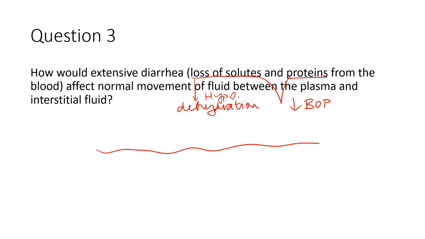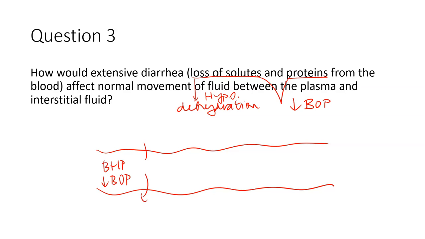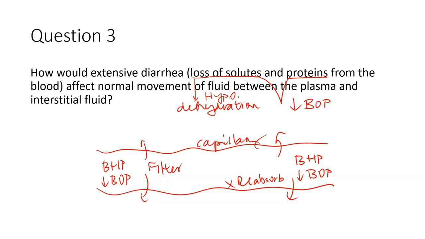So let's take a moment to look at our capillary once again. If we have normal BHP, but a loss of BOP, we can still filter at the arterial end of the capillary. Once you reach the venous end of the capillary, if BHP continues to drop like normal, but we have a much decreased BOP, BOP is normally the one that helps us to reabsorb. So we're not able to reabsorb down here. Instead, we're only capable of continuing to filter.